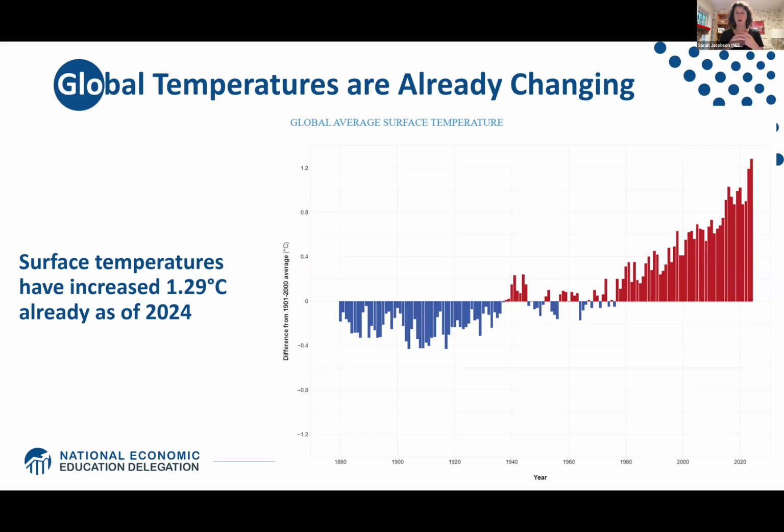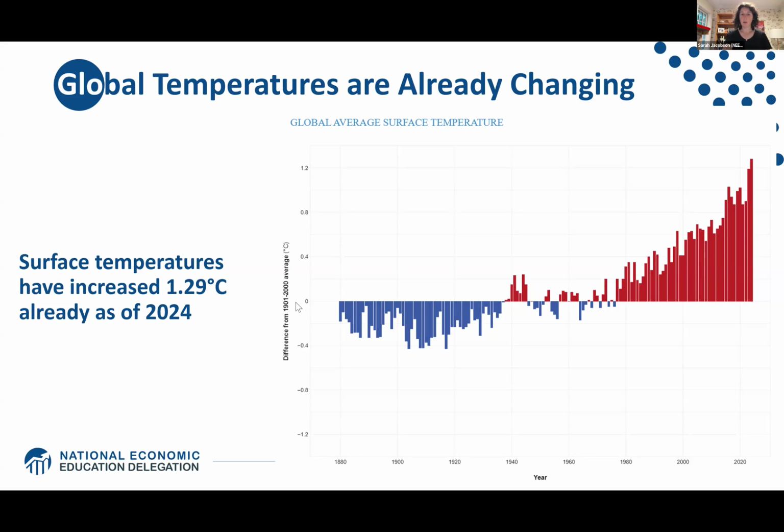And so this is a graph of global average surface temperature change from the last century's average. This is a graph from the EPA, the United States Environmental Protection Agency. You can see all the blue years are years that are colder than that average, and all the red years are years that are warmer than that average. And so you can see that things have been warming up pretty substantially.